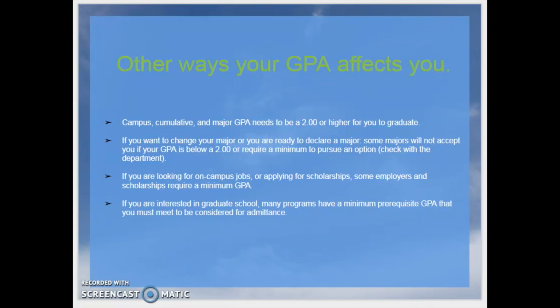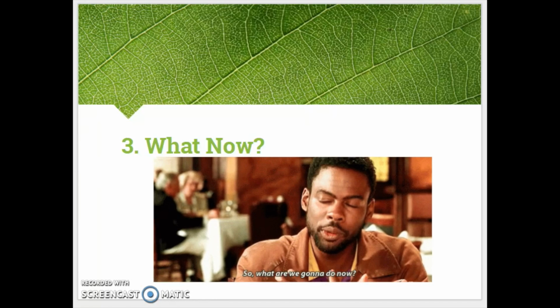If you are interested in graduate school, many programs have a minimum prerequisite GPA that must be met in order to be considered for admittance. So what now?